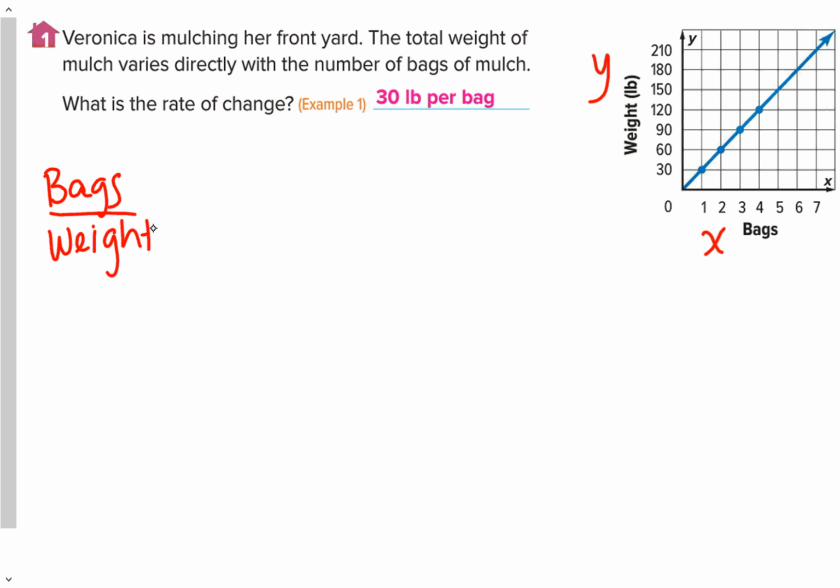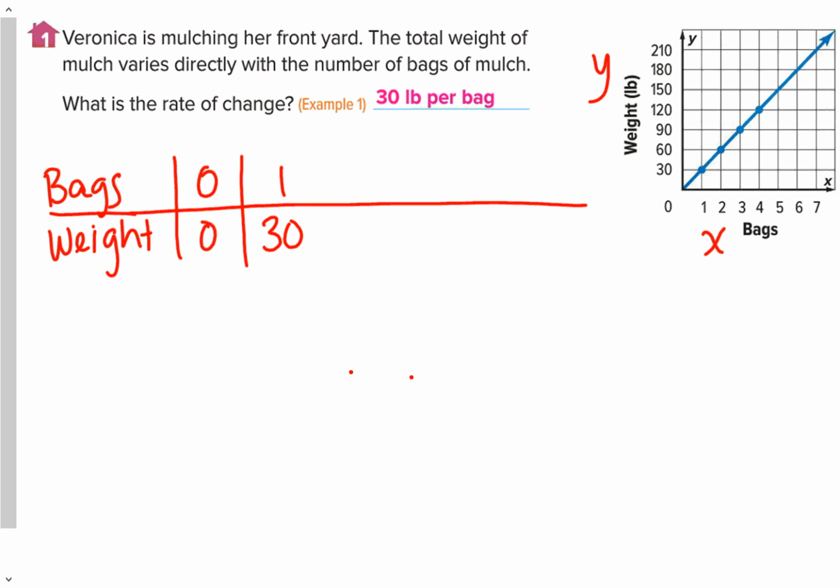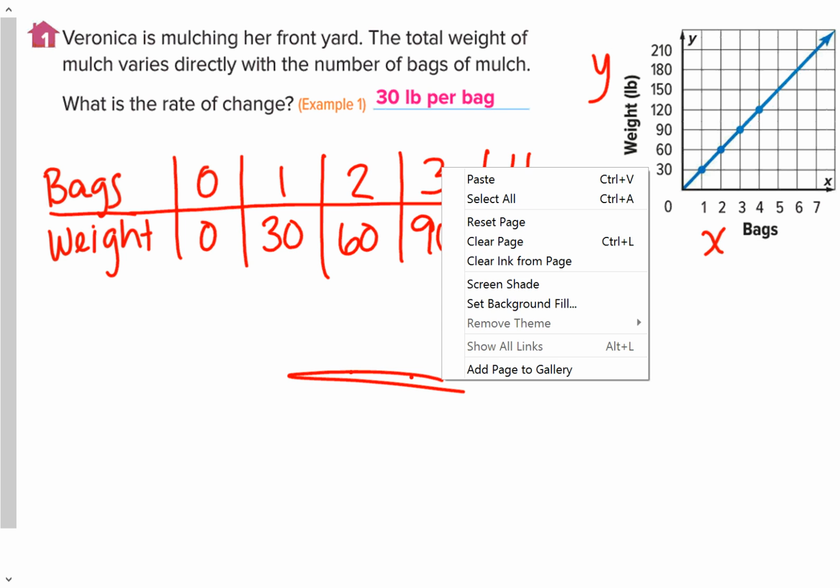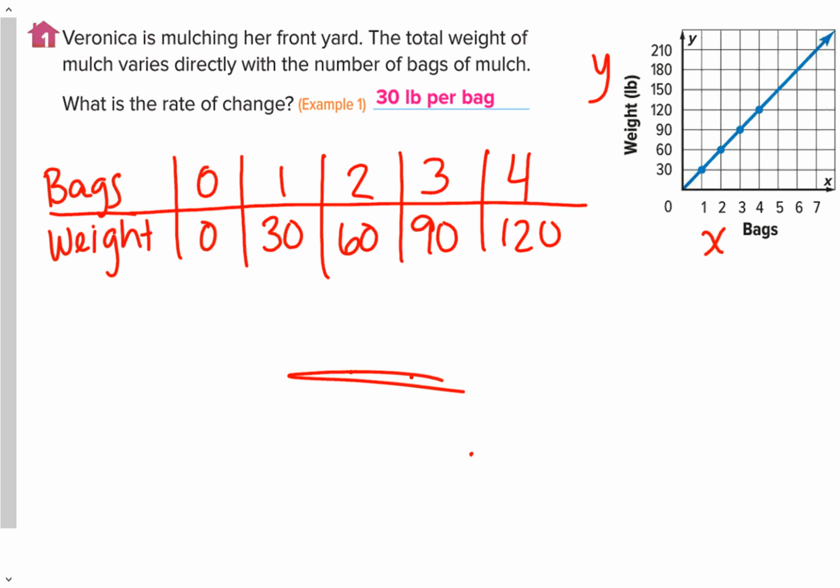Okay, and all I'm going to do is take the points from the graph and put them in here. So we have 0, 0, and then we have 1, 30, we have 2, 60, and then we have 3, 90, and then we have 4, 120. Okay, so all I did was put them in a table for us, and then I'm just going to set up my ratios.